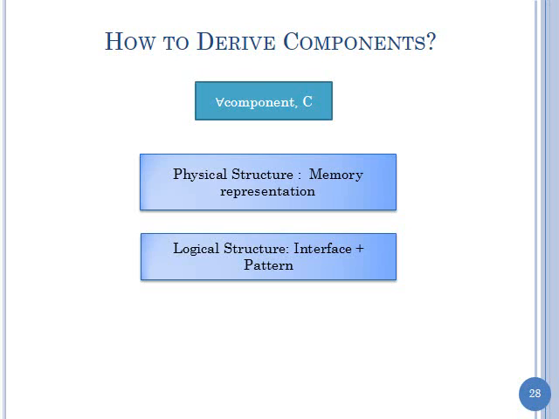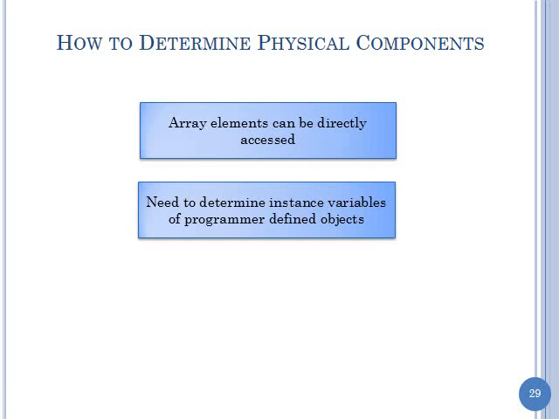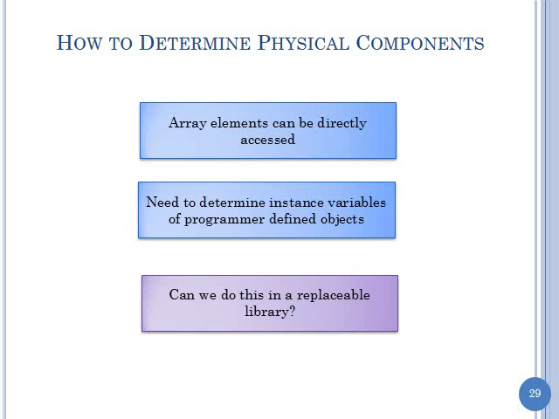And I can get the private fields also? Oh, yeah. You guys all knew this? And with reflection, all bets are off. You're just in there. So array elements can be accessed directly if we have arrays. But if we have programmer-defined objects, then we have to go and look at the variables.